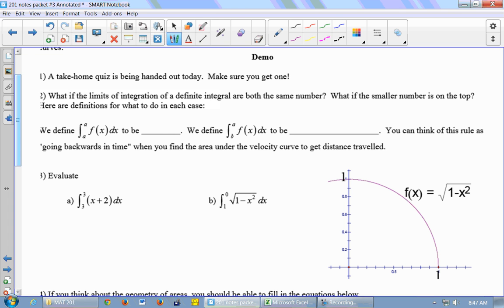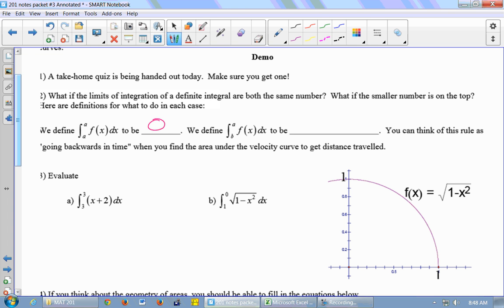The definite integral from a to a of f of x dx, what do you think that would be? It's just the height, and what would the width of that rectangle be? 0. So what would its area be? 0. Yeah. So the width of a rectangle that goes from A to A is 0, meaning the whole area is 0.